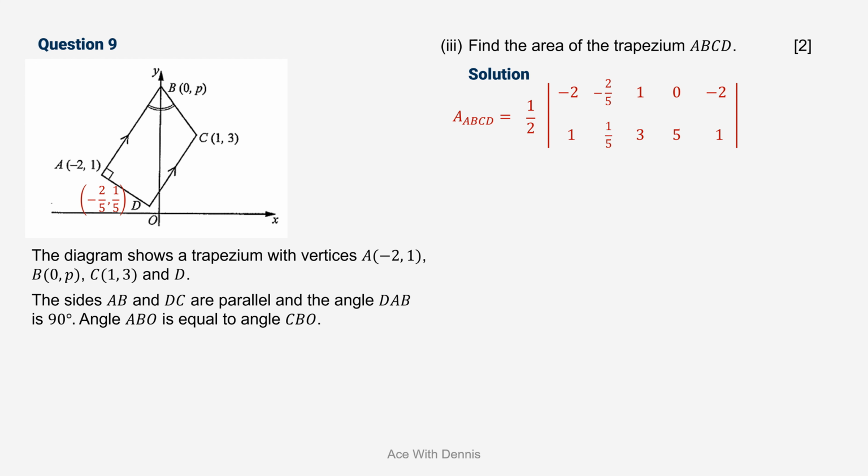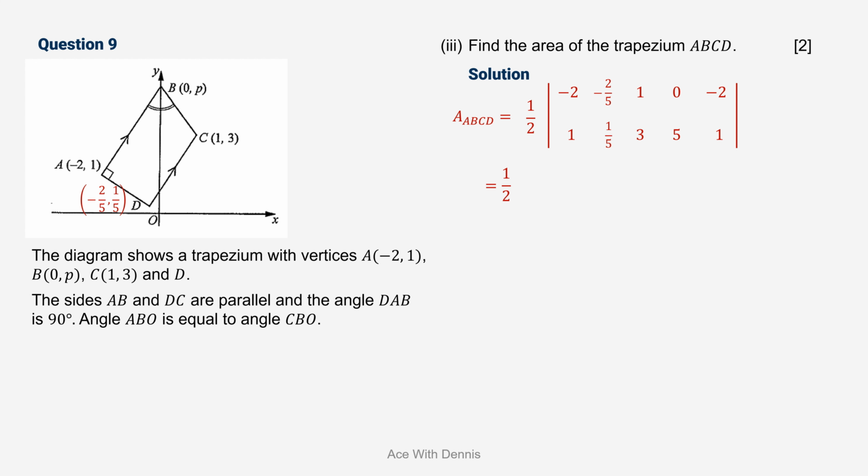So you can actually start with any point of this shape, which is trapezium ABCD. Point B will be a good suggestion as a starting point because the x coordinate of point B is 0, so the calculation will be easier. But anyway, for this case, I will choose point A. And let's see how we do the operation here.